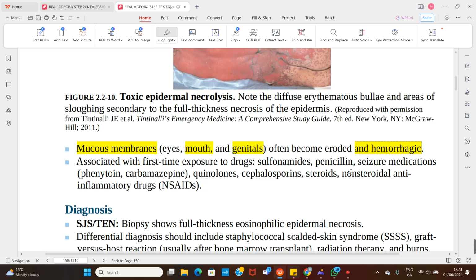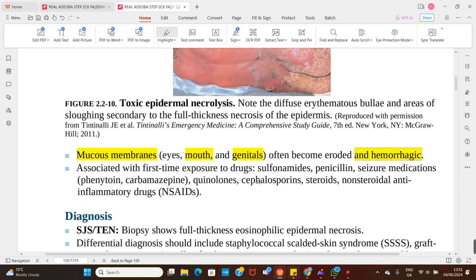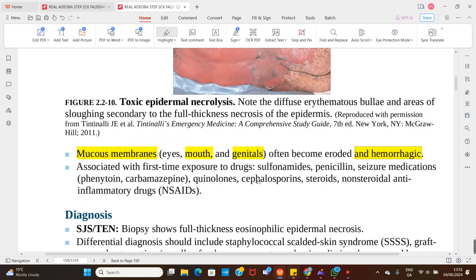day. The drugs, we have mentioned some of the drugs initially, the antibiotics. So sulfonamide, penicillins, fluoroquinolones, cephalosporins. So the antibiotics. Think about the antibiotics. The sulfonamide, the penicillin, the fluoroquinolones, the cephalosporin. Think about the anti-seizure medications. We have talked about that too.